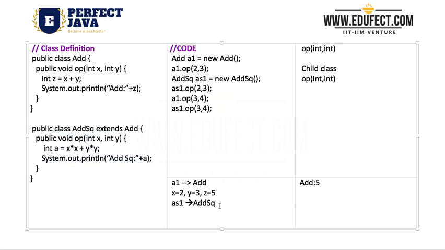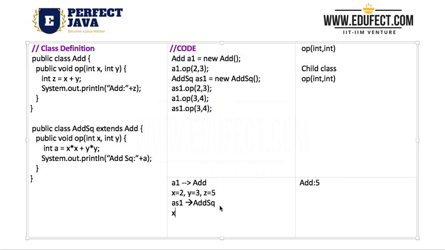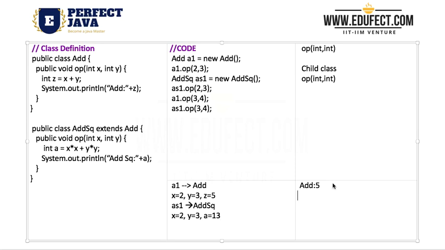So what will happen here is we will have x is equal to 2, y is equal to 3, and hence a will be 4 plus 9, which is equal to 13. And then what will get printed on the screen is addSQ colon value of a, which is 13. Then we are saying a1.op(3, 4). So we are calling the method op for the object a1. Object a1 is of type add.